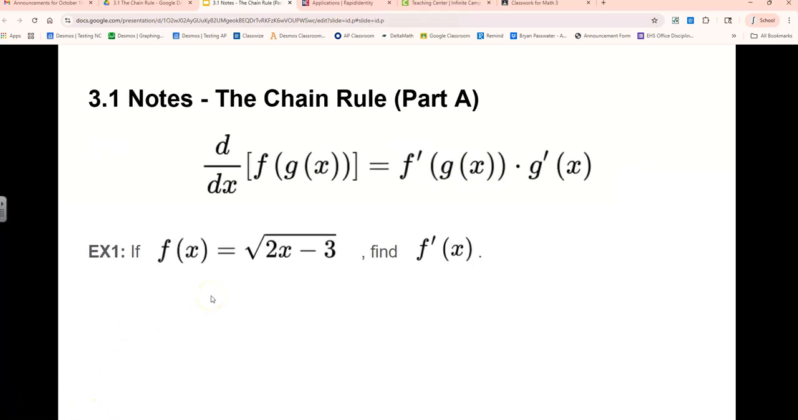One of the ways I like to talk about the chain rule. Chain rule is used for composite functions. That is when you have a function inside of a function. Okay, like f of g of x.